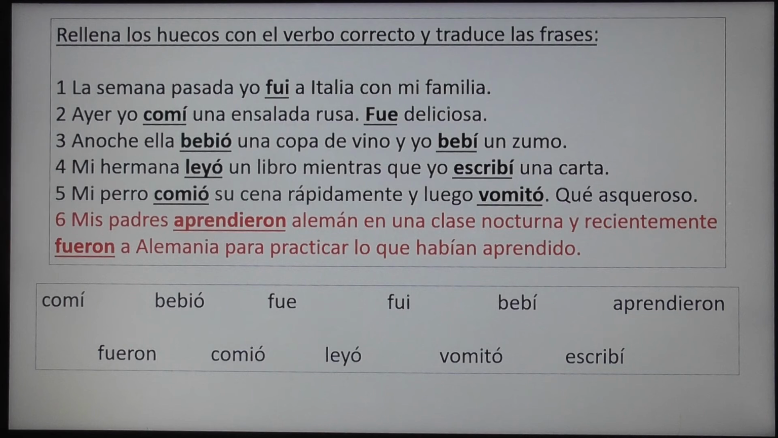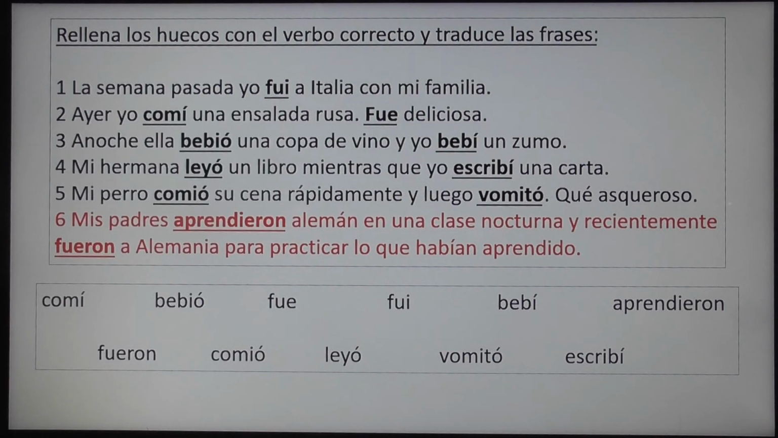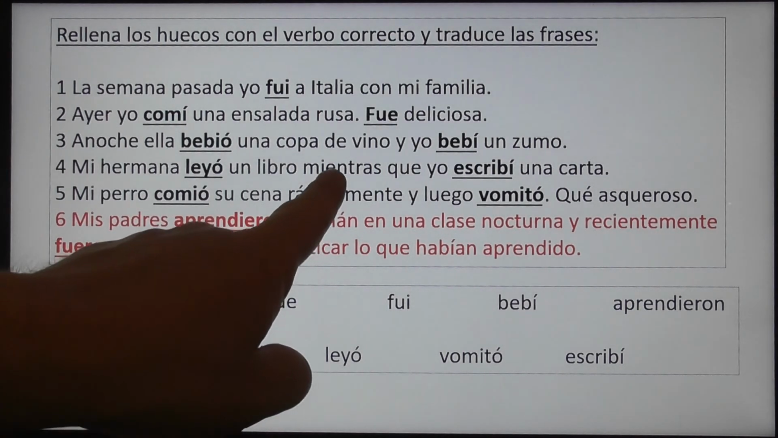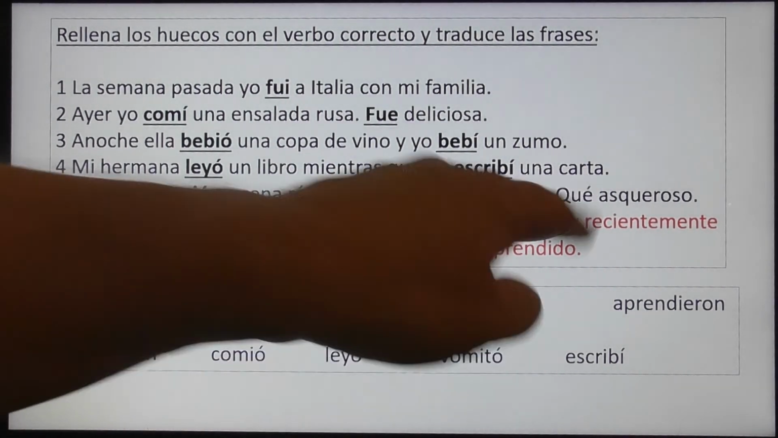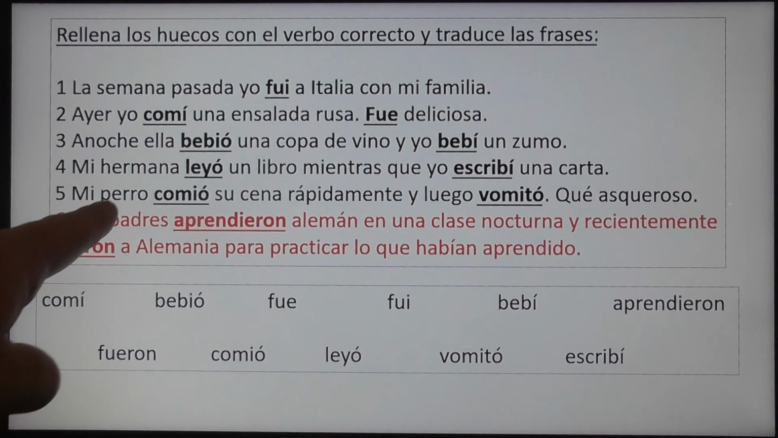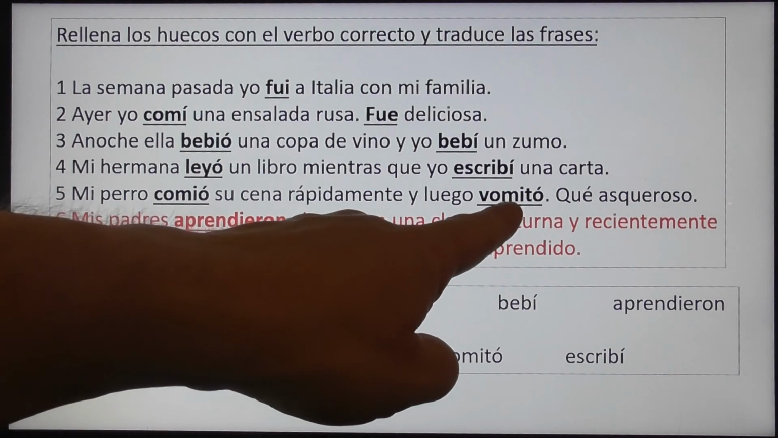Venga, número 1. Last week, I went to Italy with my family. 2. Yesterday, I ate a Russian salad. It was delicious. 3. Last night, she drank a glass of wine and I drank a juice, or some juice. 4. My sister read a book. New structure here, new connectives. Mientras que, whilst I wrote a letter. 5. My dog ate its dinner quickly and then vomited.